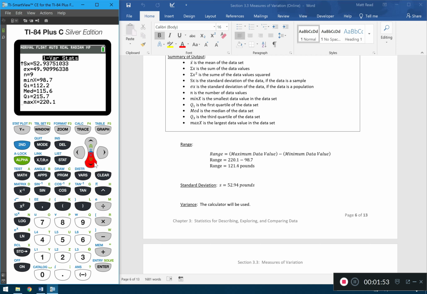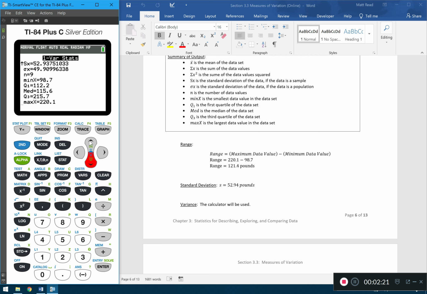To find the range, you notice I scroll all the way to the bottom of the output screen and we see the maximum data value and the minimum data value. So the range formula, which you must memorize, is maximum minus minimum. We do that subtraction and we put our units at the end, 121.4 pounds. Now please understand here, there is no symbol that you use to write range, but you do need to make sure that you use appropriate units.